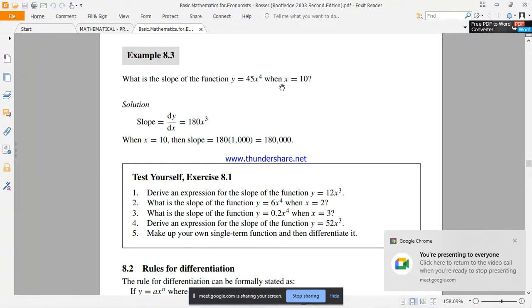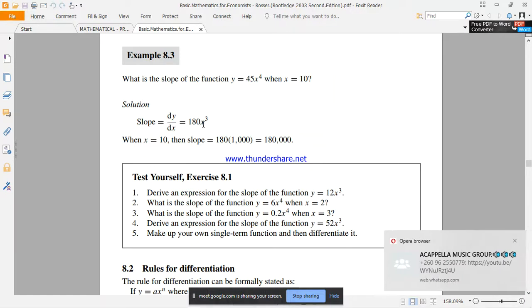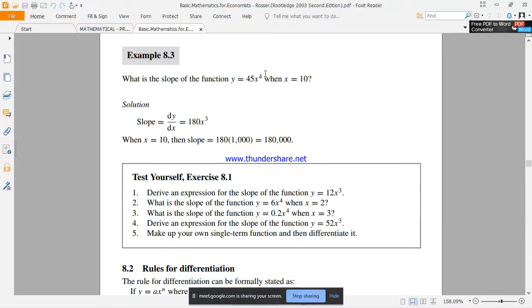In this case, we have a different function raised to the power 4. We've got 45x raised to the power 4. What is the slope of this function if x is 10? We just do the same. We multiply 4 times the 45, which is 180. Then x here is raised to the power 4, but if we reduce this by 1, it will be 3. That is why it is 180x cubed. But the question is, what is the slope of this function when x is 10?